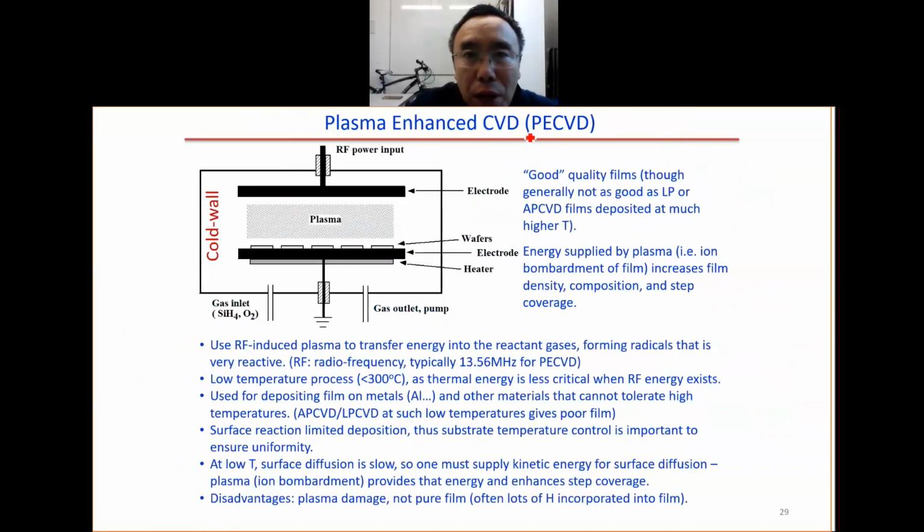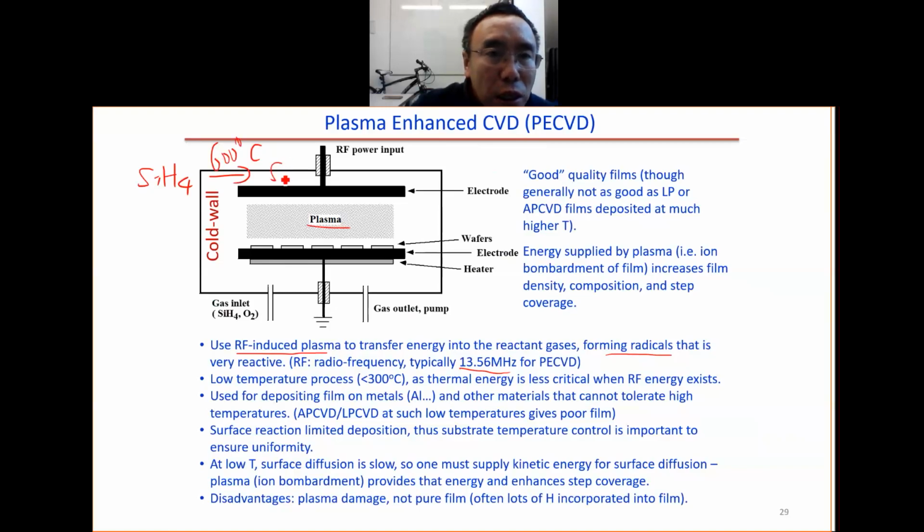Now we look at plasma enhanced chemical vapor deposition. In this case we have an RF plasma, with a radio frequency of 13.56 megahertz. The plasma provides a lot of energy and forms radicals that are very reactive. This way we can do the deposition at a low temperature, even at room temperature.